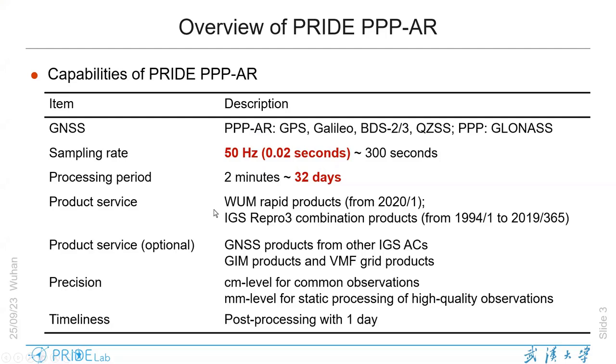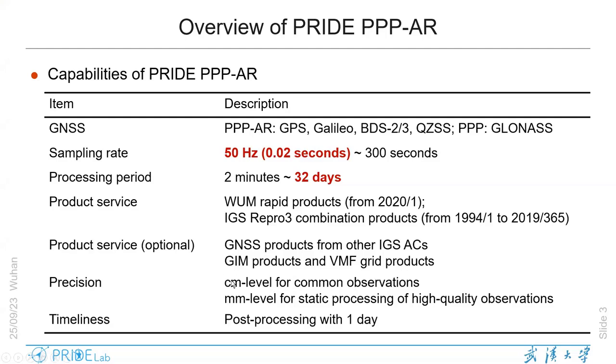And to support automatic processing with both timeliness and reliable quality, we apply default rapid products from Wuhan University since 2020, and final combination products before them. But we also support GNSS products from other analysis centers of IGS as well, as long as they follow the conventions and formats of IGS. Other products such as troposphere and ionosphere products can be used to further correct atmosphere errors. This includes the global ionosphere map from CODE and the Vienna mapping function from TU Wien.